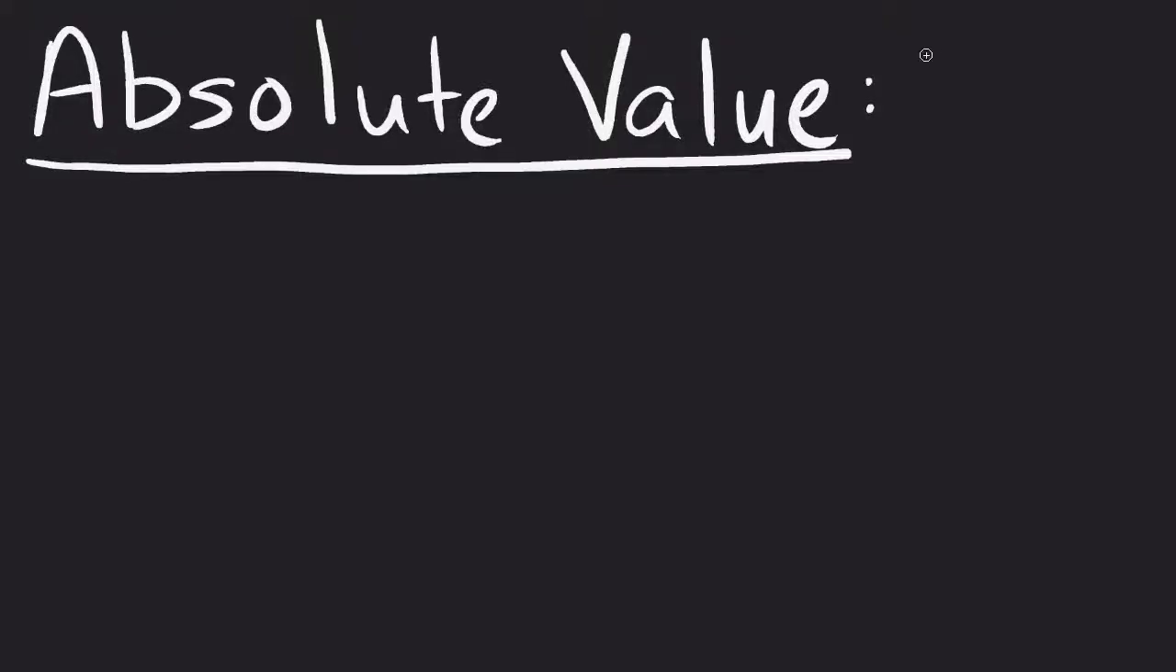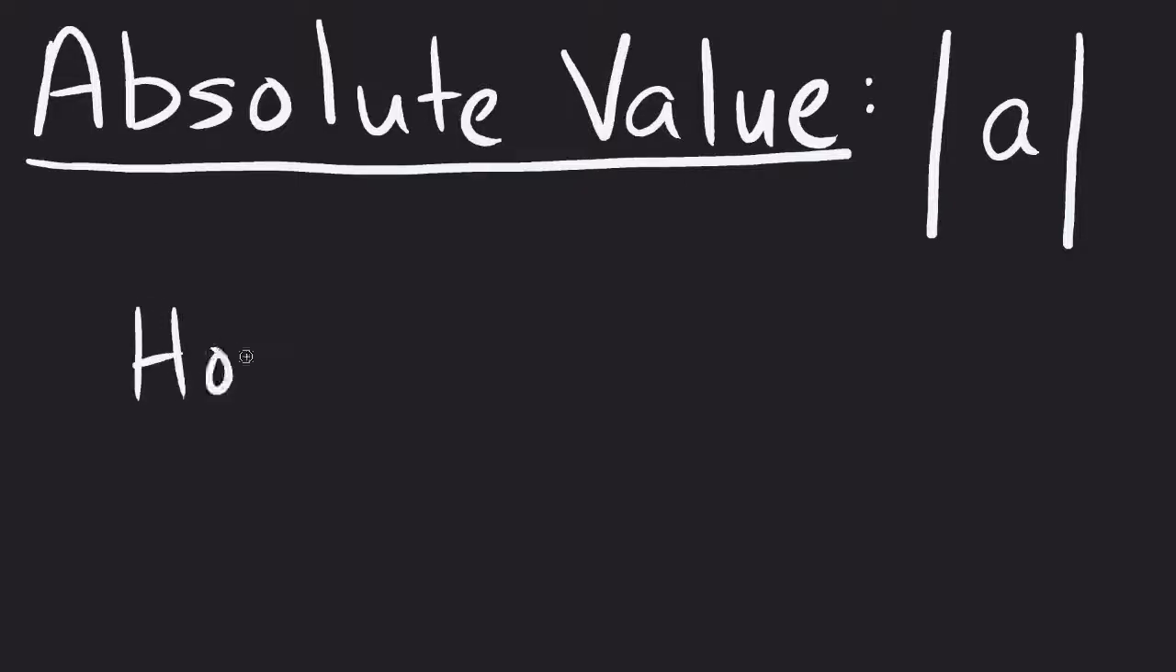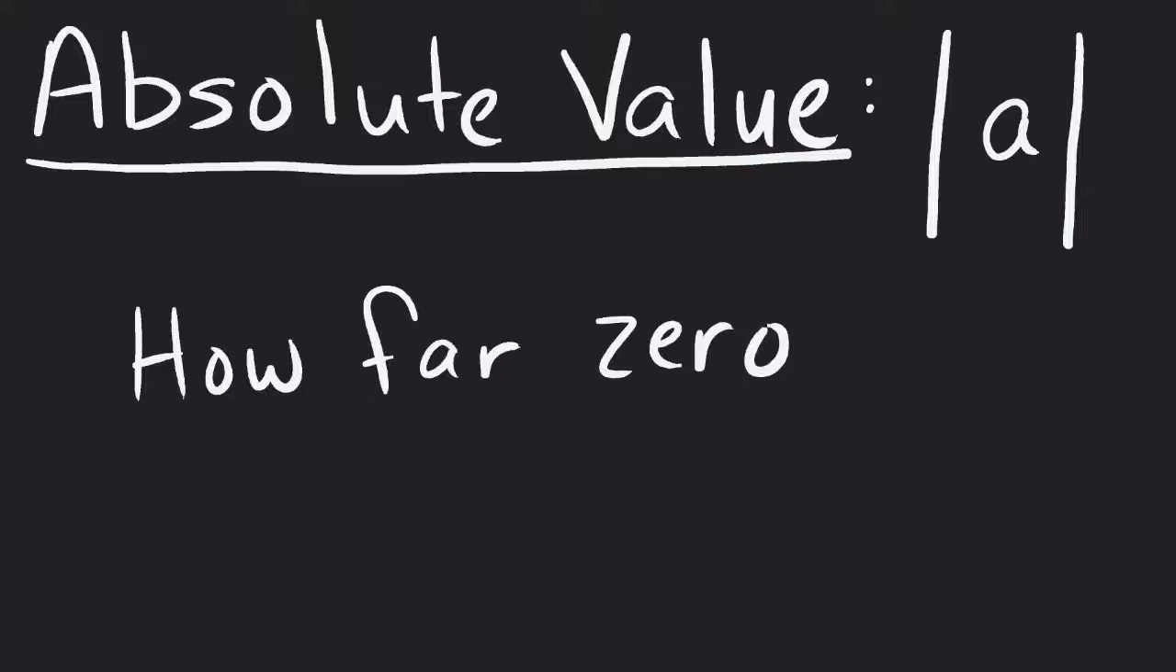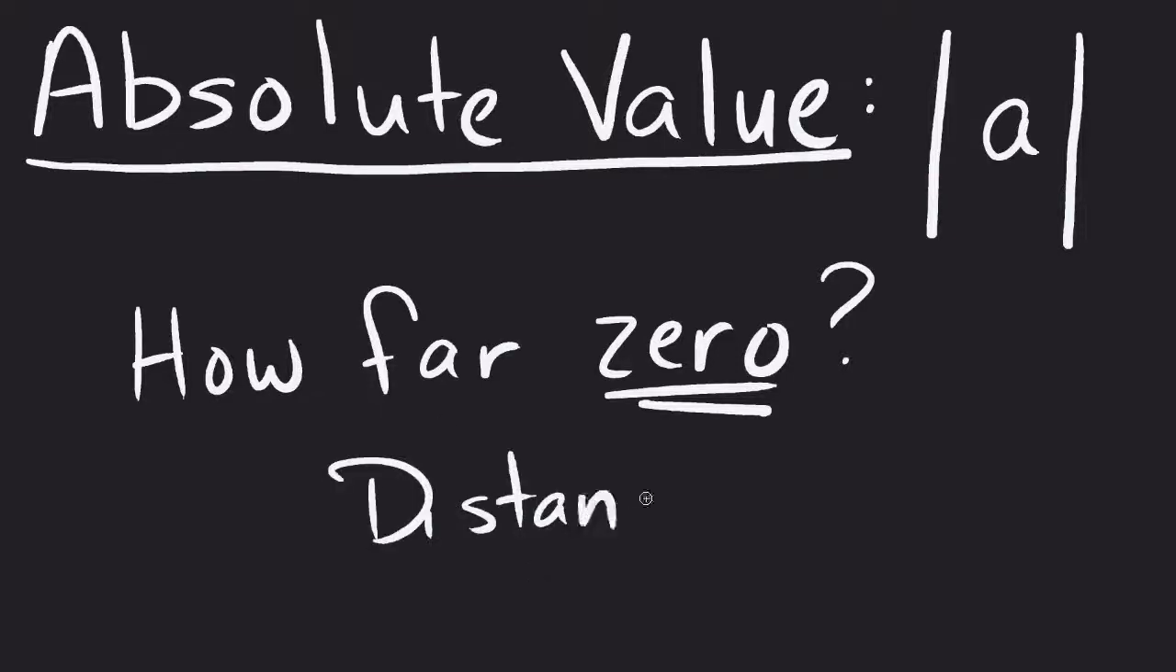The absolute value, which has its own symbol, really just two long bars, basically just asks how far from 0 is a number. So how far from 0? That's really the question here. Okay, how far away is it going to be in terms of distance? Okay, so we're talking about distance in terms of a positive value.